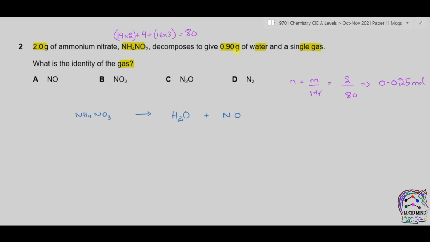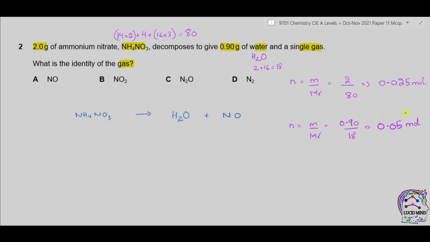They've also given the mass of water. Water is H2O and Mr is 2 plus 16 equals 18. Now we can also find the moles of water that are formed. Using this formula again, we have 0.90 grams divided by 18 for water. Now it comes equal to 0.05 moles.